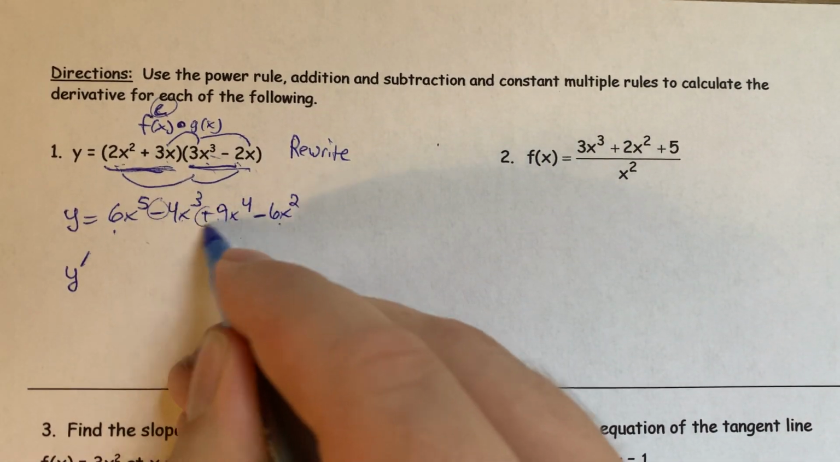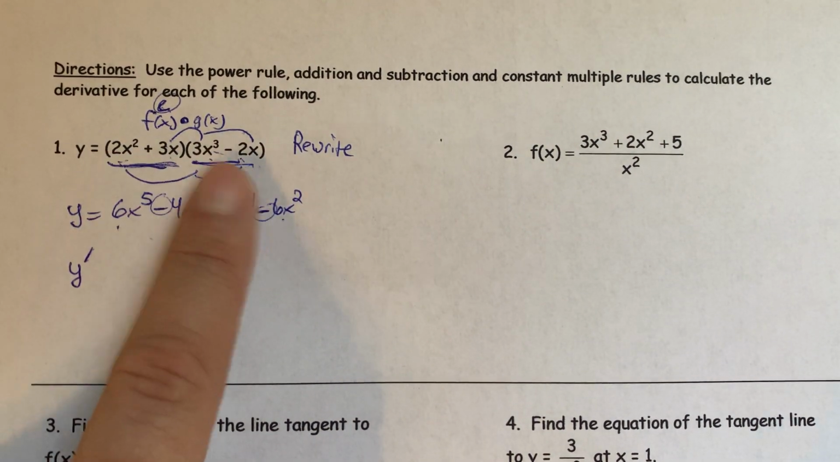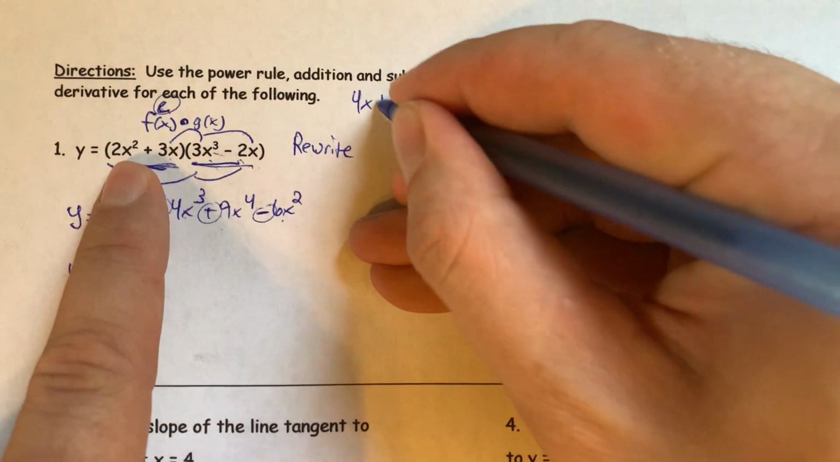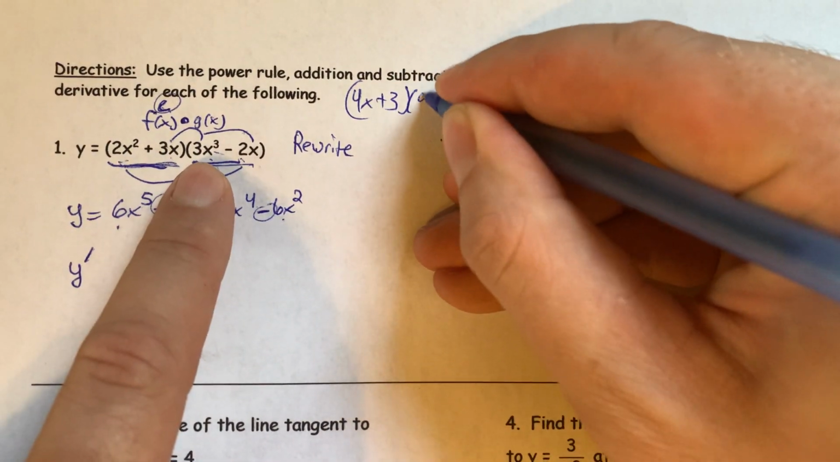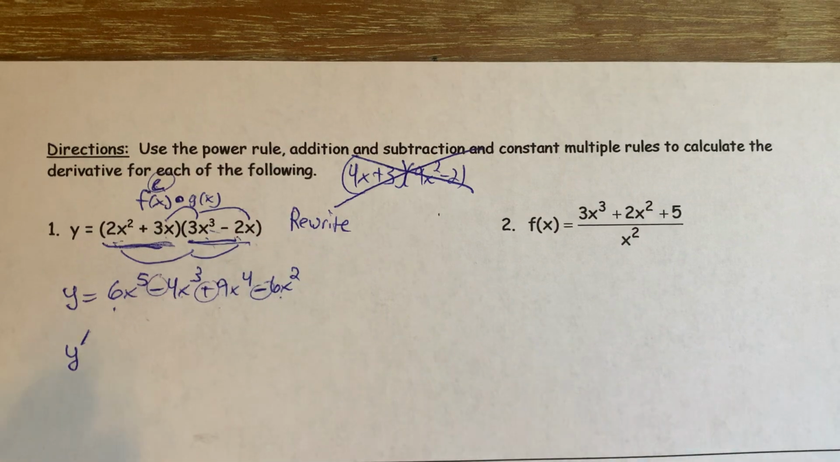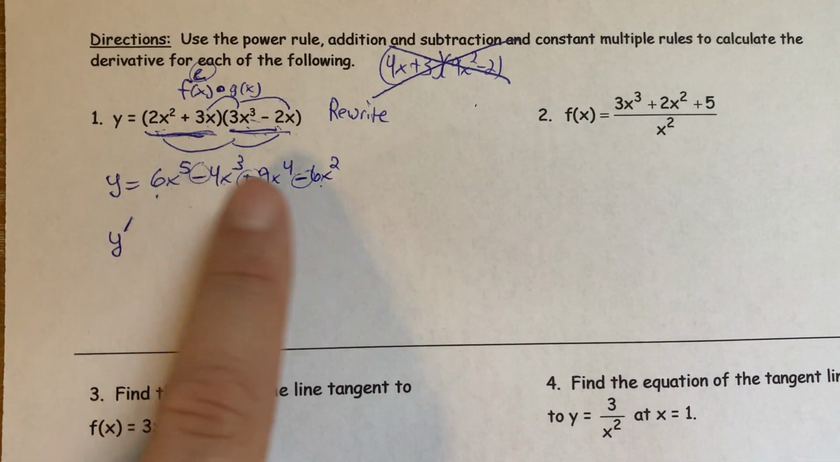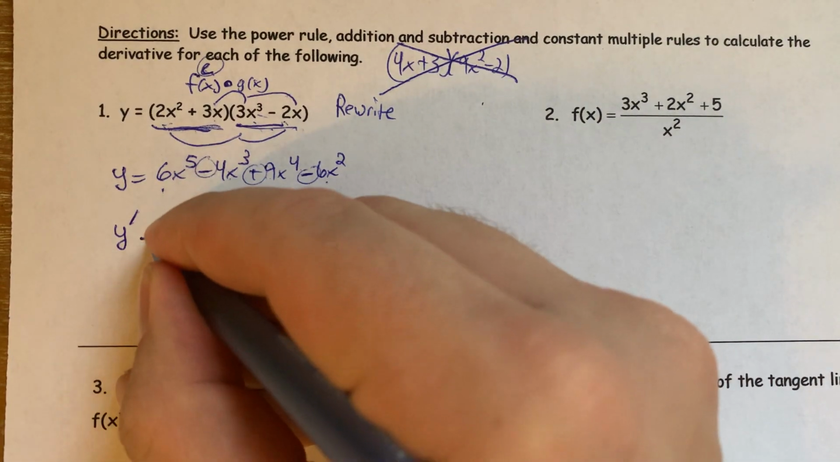The sum and difference rule says we can just do them each separately. So we can't do them separately when they're multiplying. You couldn't say, oh, this is going to be 4x plus 3 times 9x squared minus 2. This is so bad. Don't ever do this. If there are two things multiplying, you can't just do them separately. Only when they're adding and subtracting can you do them separately. But now we can.